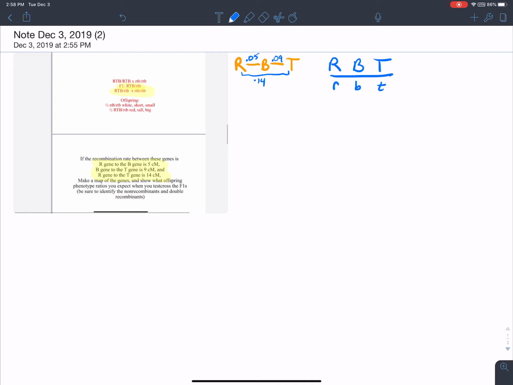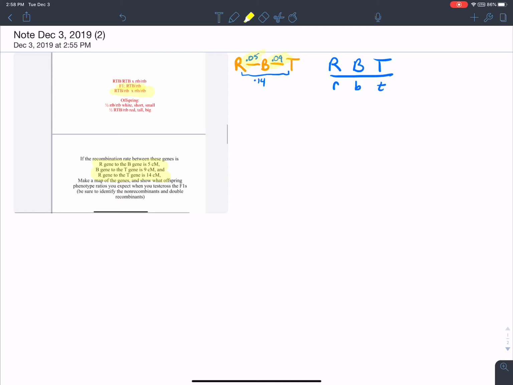And this is the only one I really care about because it's crossed, remember, with a homozygous recessive. So they're all going to be the same. So I always just look at this one. All right, so double recombinants. So that's the first thing you want to start with. Always start with the double recombinant. So we have 0.05, 0.09.